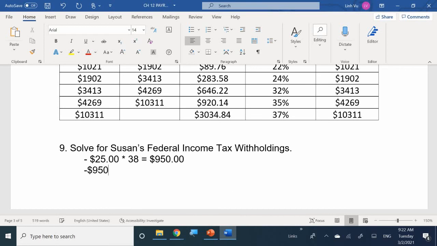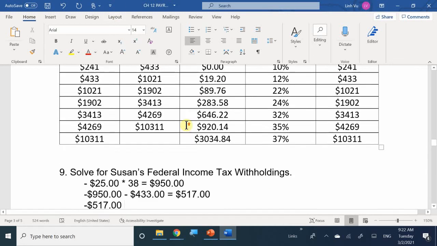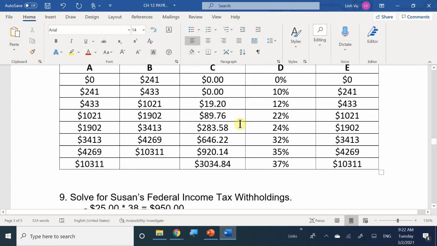So 950 minus 433. How much is that? 517. All right, so that's how much extra she made. Now that extra is subject to what percentage? What percentage is she subject to be taxed at? 12%.